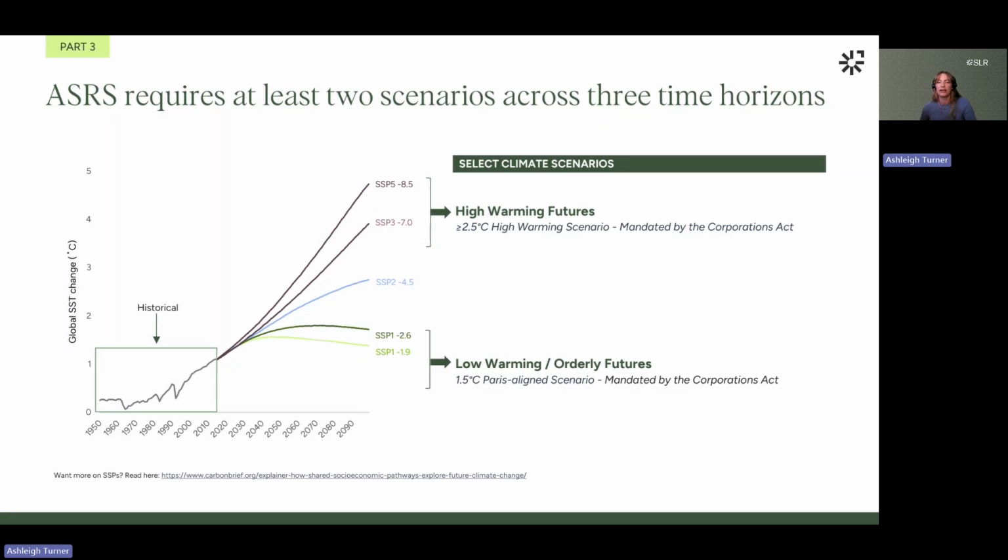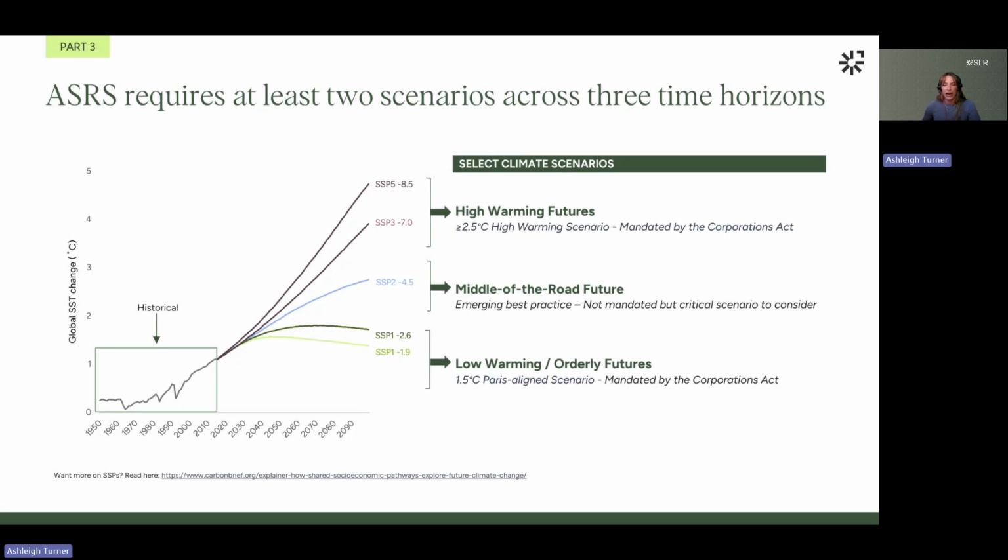For the high warming scenario, they don't specify the requirement in the standard, but best practice would be to consider one of the top two to best understand and prepare for the worst case physical hazards. And in practice, we typically recommend a third, middle of the road scenario, because this is often surfacing a distinct set of risks that you might miss within those two extremes.